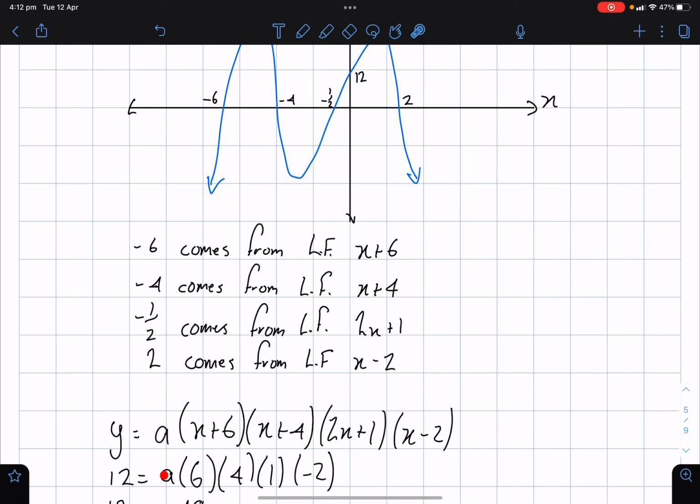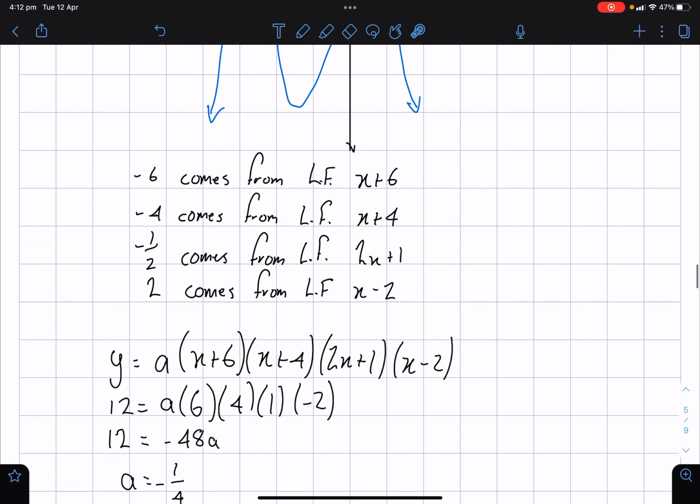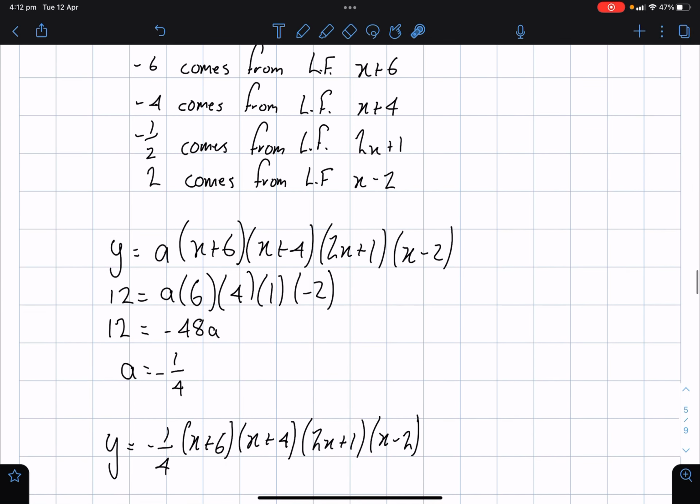So now we've got a, so 12 equals a times 6 times 4 times 1 times −2. So 12 equals −48a. a equals −¼. Now that we have a, we just substitute a back into here, and that is the equation of our graph.